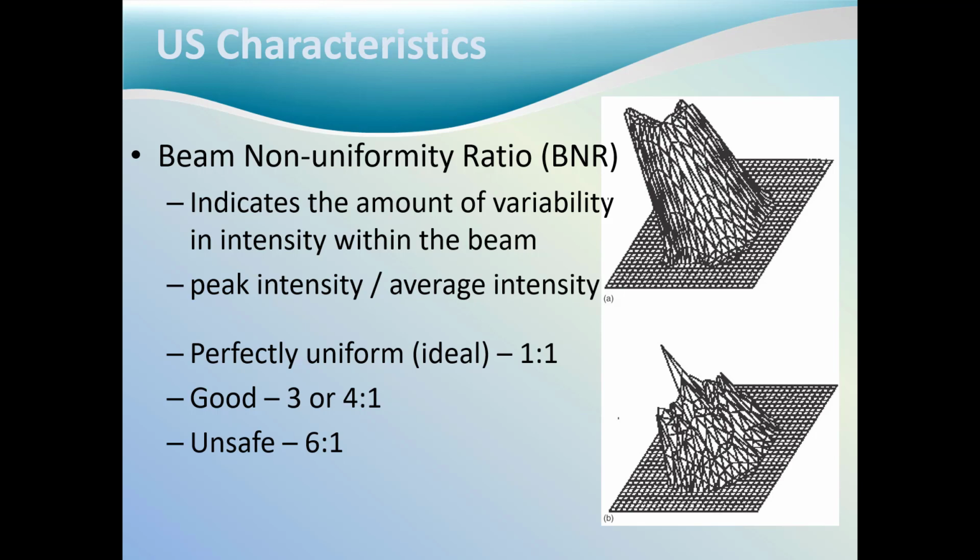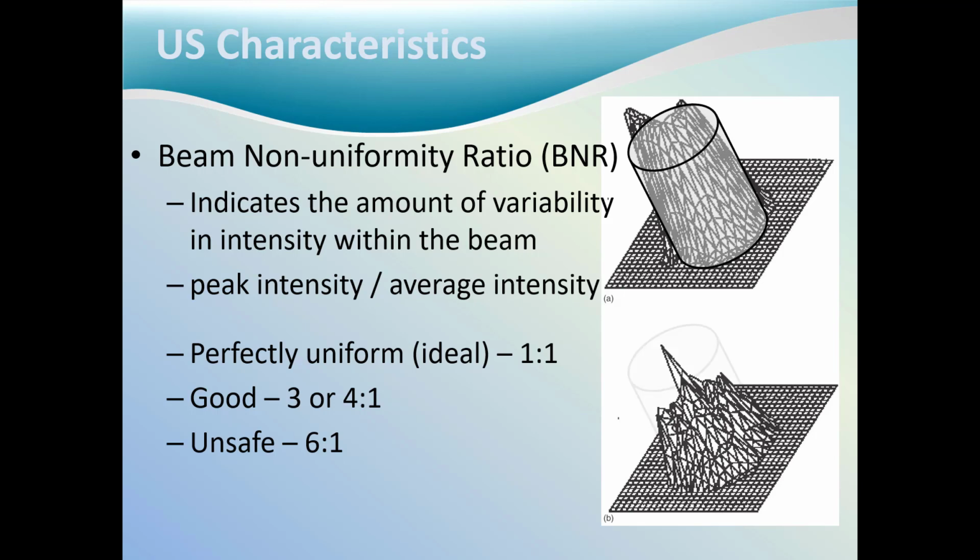The beam non-uniformity ratio, or BNR, indicates the amount of variability within the intensity of the ultrasound beam. The ultrasound beams are not completely uniform. They have small peaks and valleys on them. These peaks and valleys of high and low energy are shaped by minute imperfections in the crystal, producing the sound waves.